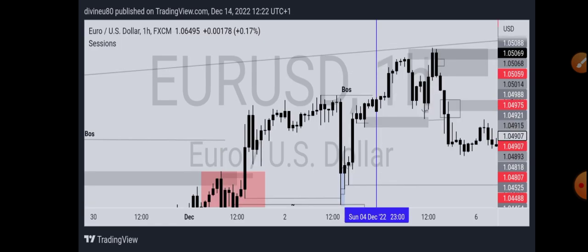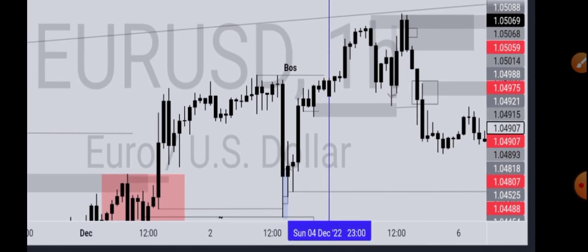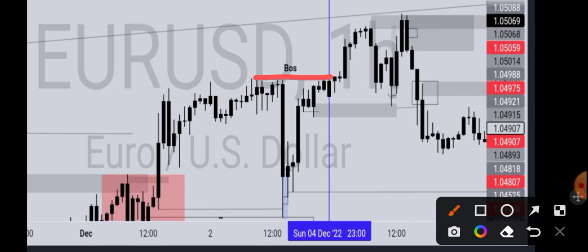Then for another example, what do you see here? We saw a break of structure. So what do we look out for? We first of all find the range that caused the BOS. So where is the range that caused the BOS? It's all over here. Are you getting me? That's the range that caused the BOS.